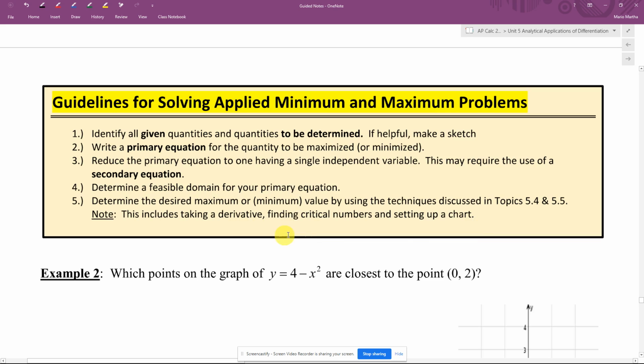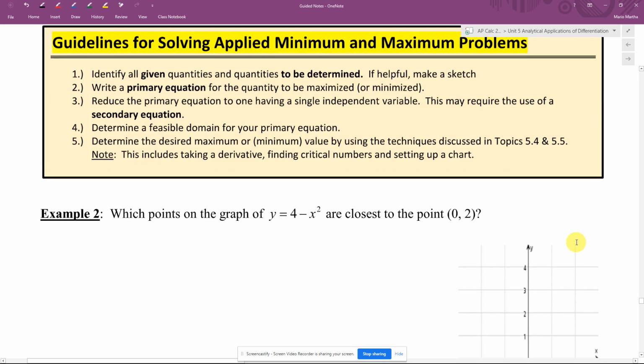Determine a feasible domain for your primary equation. And then again, determine the maximum or minimum value by using techniques discussed in topics 5.4, 5.5. Note that this includes taking a derivative and finding the critical values and setting up a chart. So again, we can use, like when we see the prime changing from positive to negative, or when it changes from negative to positive, right? That tells us it's a critical value.